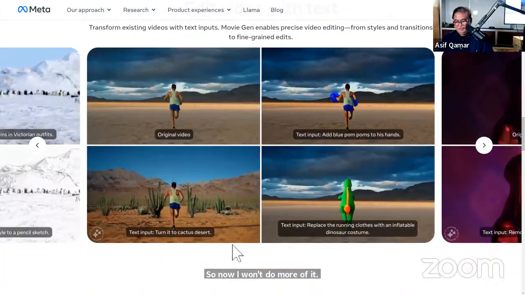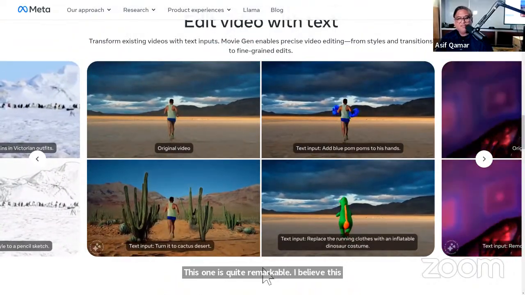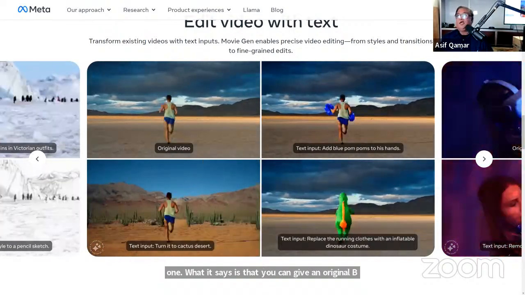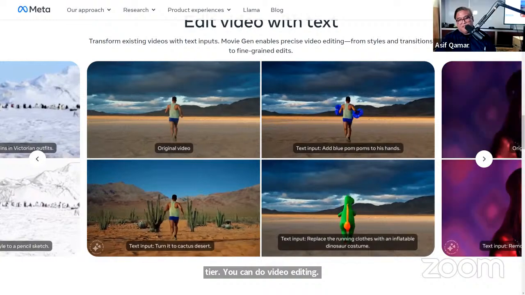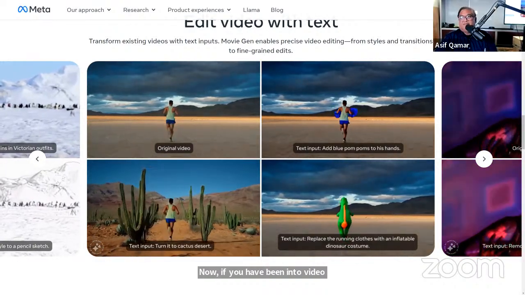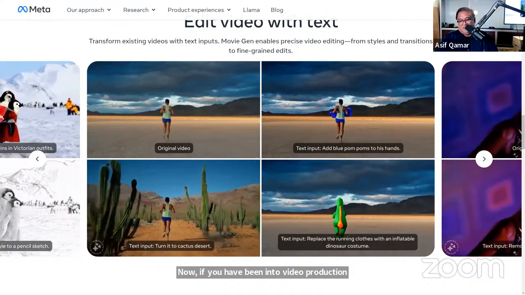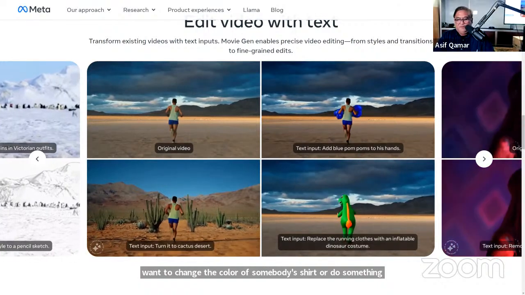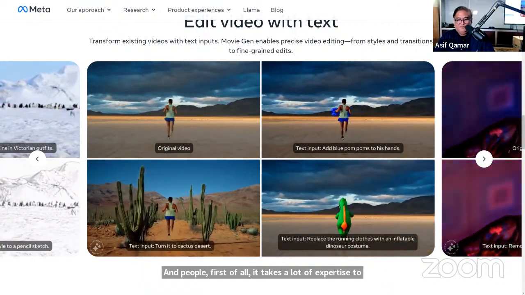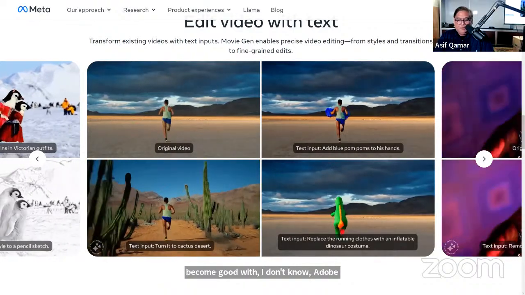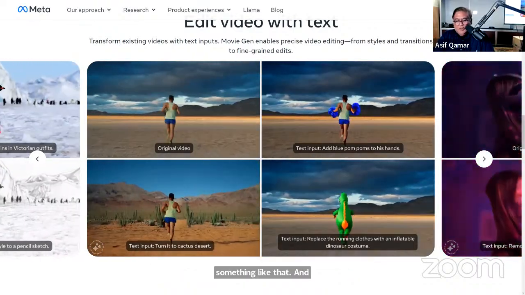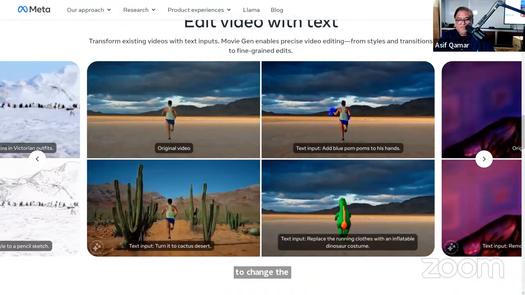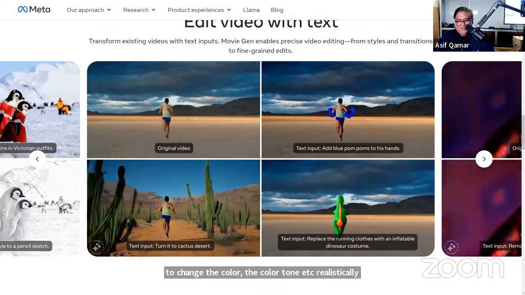This one is quite remarkable. I believe this is the last one. What it says is that you can give an original video, you can do video editing. Now, if you have been into video production, you know that video editing takes forever. You want to change the color of somebody's shirt or do something. First of all, it takes a lot of expertise to become good with, I don't know, Adobe Premiere or DaVinci Resolve or something like that. And then to know how and what to do to change the color, the color tone, etc., realistically, or to bring in some other backgrounds and so forth.